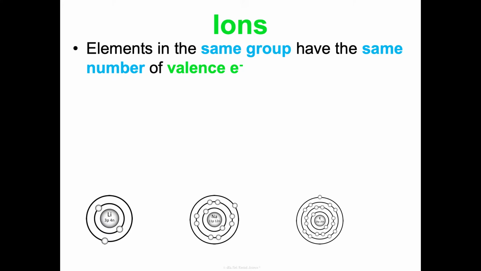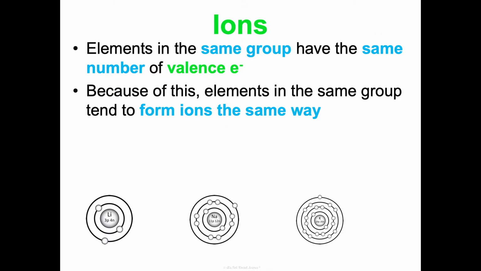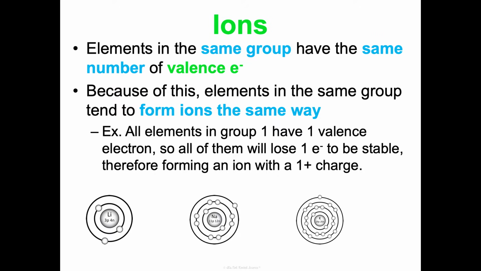So elements in the same group, this is going all the way back to unit 2, the atom, but we learned that elements in the same group have the same number of valence electrons. And because of this, elements in the same group tend to form ions the same way, and thus tend to form similar types of bonds. So example, all elements in group 1 have 1 valence electron, so all of them lose 1 to be stable and form a cation with a 1+ charge. Like we said, lithium will be Li1+, sodium will be Na1+, potassium will be K1+.